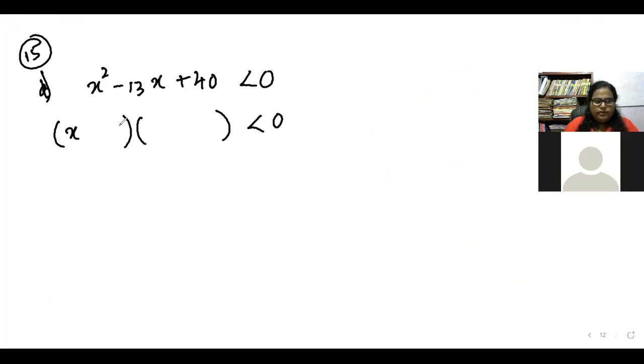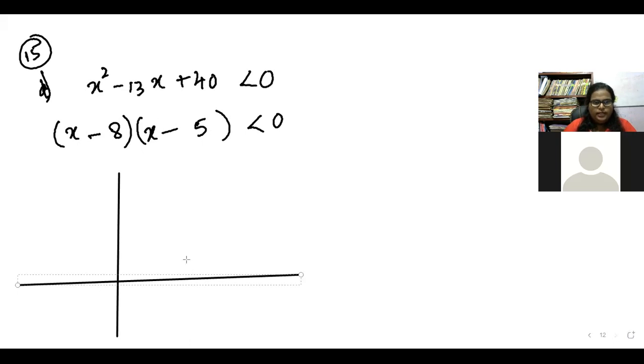So we can factorize this one as 10 into 4, now 8 into 5, no? So 8 and minus 5. This is the way how we factorize this one. And when you are writing the solution for this one, here you have to say it like this. So you know that x equals 8 and x equals 5. These are the roots of this equation.